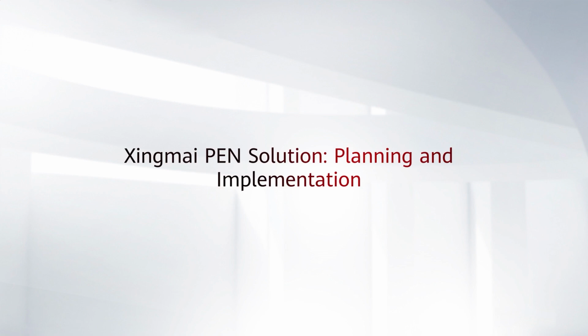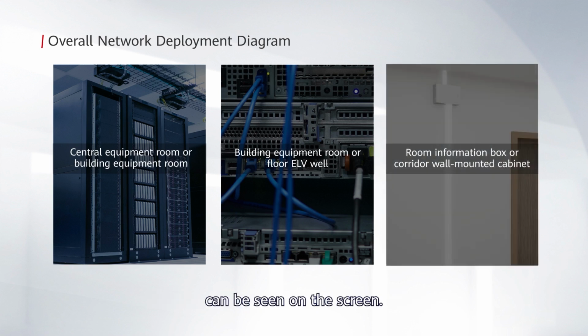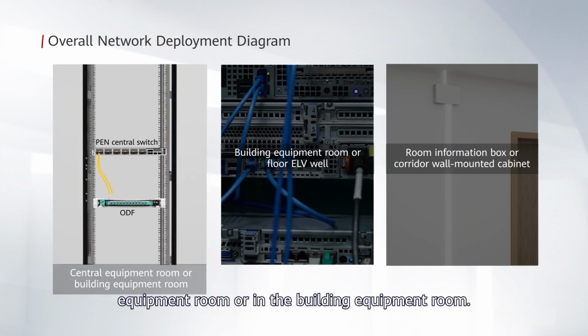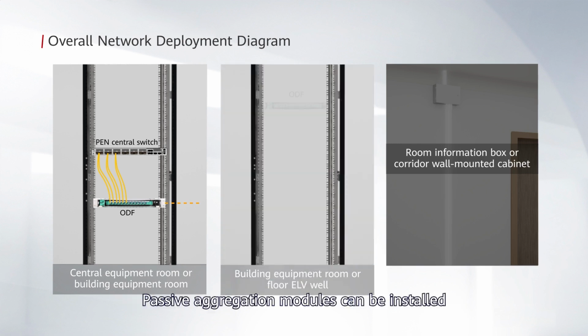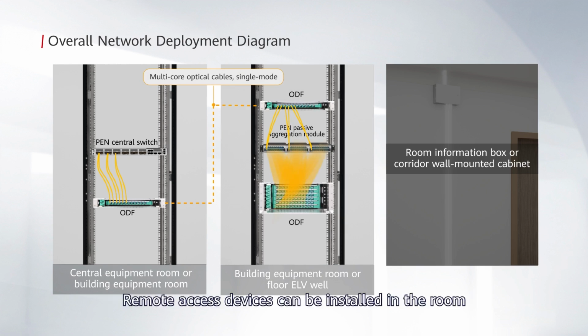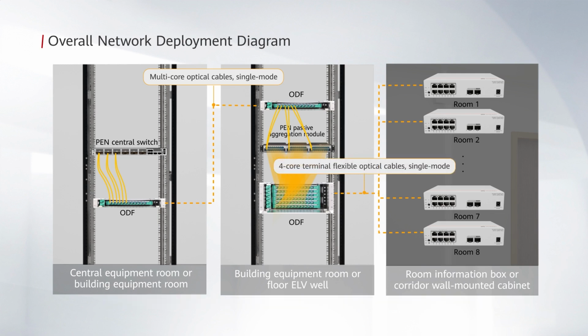Xingmai PAN solution, planning and implementation. The overall deployment of the PAN solution can be seen on the screen. Central switches can be installed in the central equipment room or in the building equipment room. Passive aggregation modules can be installed in the building equipment room or in the floor ELV well. Remote access devices can be installed in the room information box or in the corridor wall-mounted cabinet.